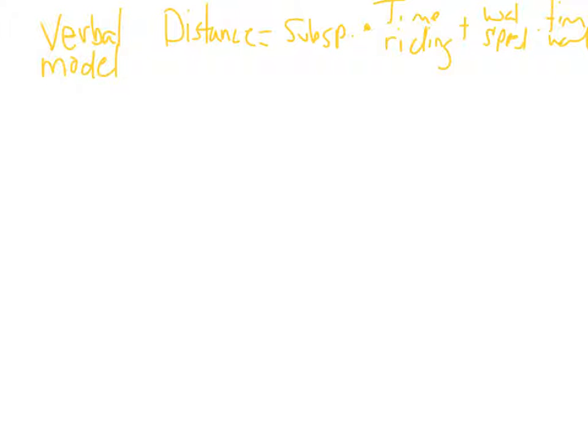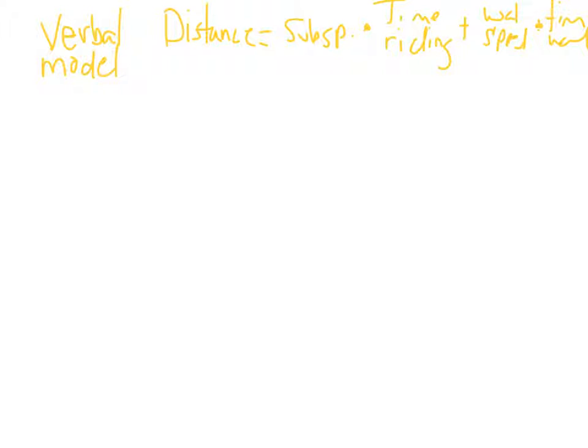So up here we're going to have distance is going to equal the subway speed. I abbreviated because I'm not going to have enough room on here. Then it's times, multiplied by the time riding, plus the walking speed times the time spent walking, and that would give us what we need.